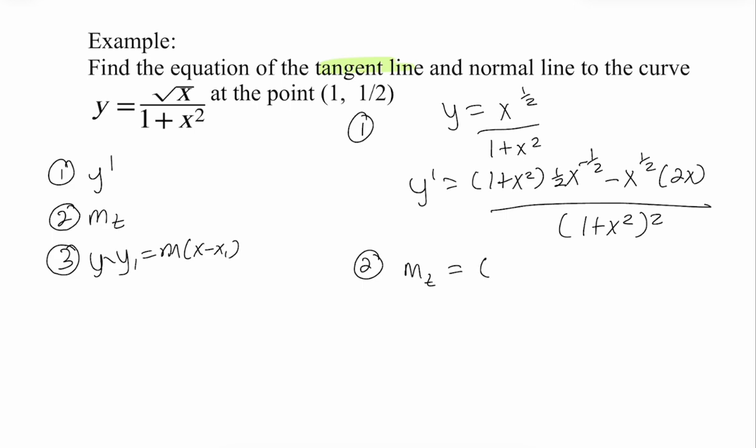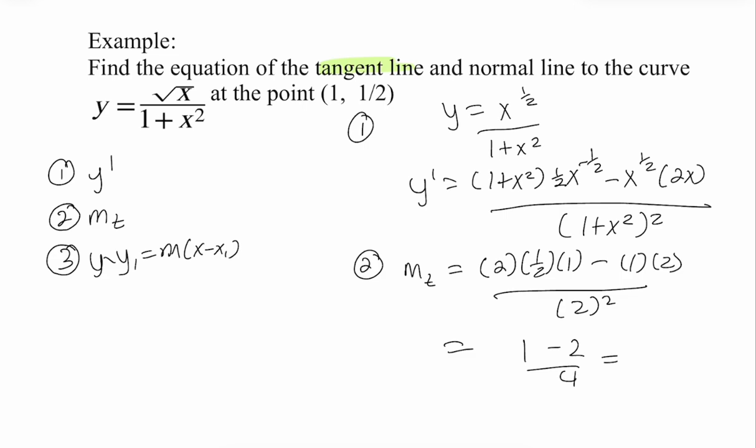1 plus 1 squared is 2. 1 to any power is 1, so that's just going to be 1/2 times 1. 1 to any power is 1. 2 times 1 is 2. 1 plus 1 squared is 2, and then squared. Now, look how much easier it is, unless we wanted to try to simplify up above. Don't torture yourself. Okay, so that's going to be 1 minus 2 over 4. We found the slope is negative 1/4. Yeah, that's not so bad.